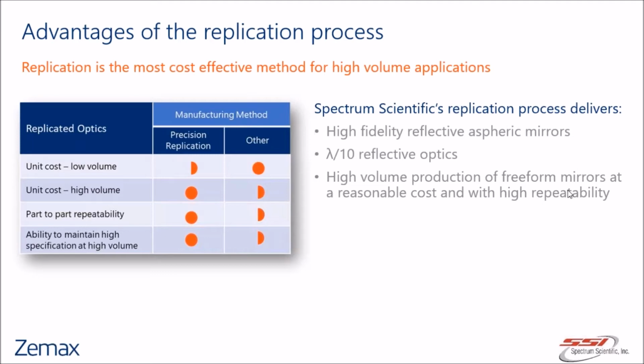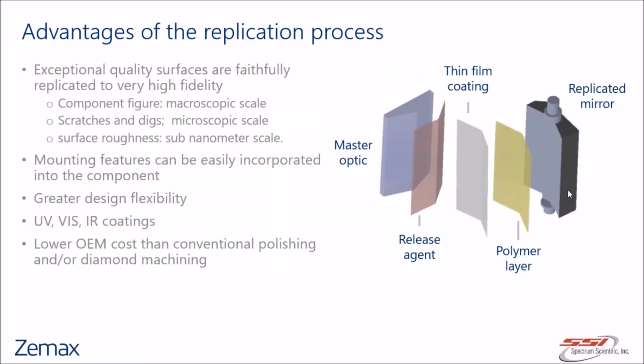As you can see from the table, as well as being cost effective, replication also offers part-to-part and batch-to-batch consistency and repeatability, with volume production of high specification aspheric surfaces with typical surface figures up to λ/10, or in some cases even better. The replication process allows you to ramp up production volumes without the need to invest in additional capital equipment. In addition, the replication process doesn't require demanding machining techniques. Only the master has to meet a high specification.